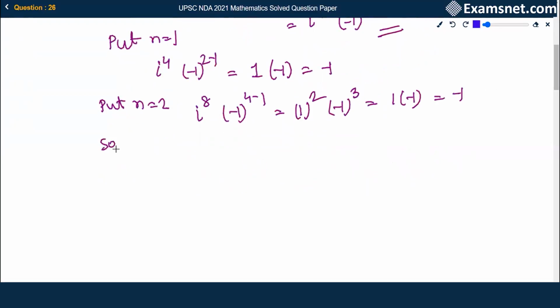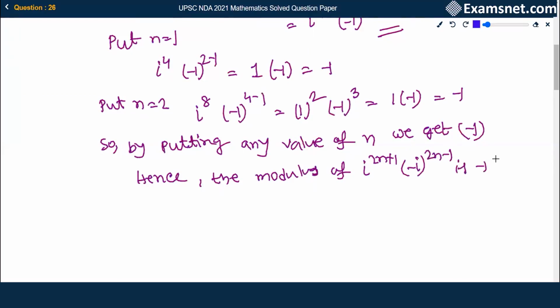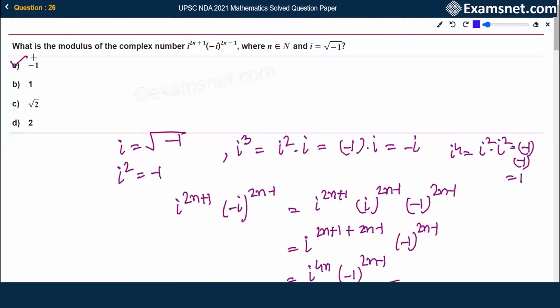So by putting any value of n, we get minus 1 as the value of the expression. Hence, the modulus of the given expression is minus 1. Okay. So here option A is the correct answer.